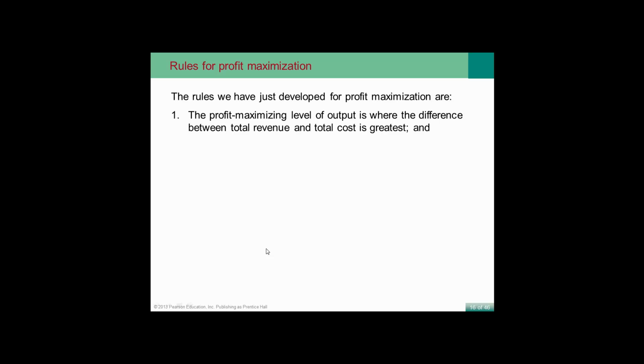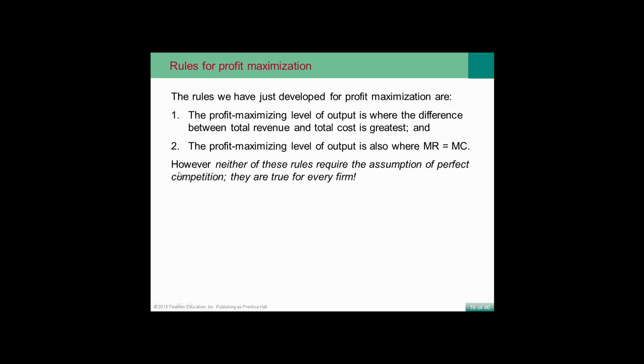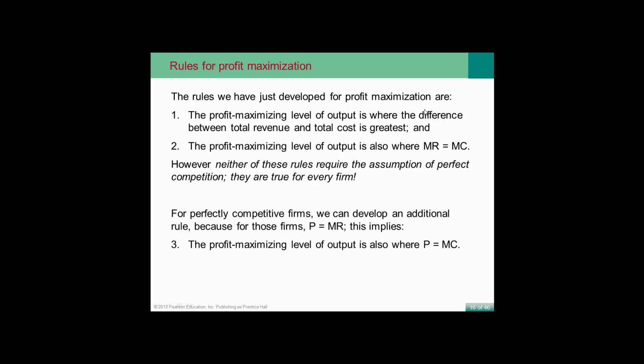The rules that we have just developed for profit maximization are, number 1, the profit maximizing level of output is where the difference between total revenue and total cost is the greatest, and number 2, the profit maximizing level of output is where MR, marginal revenue, equals marginal cost. However, these rules do not require the assumption of perfect competition. They are true for every firm. Neither of these rules requires the assumption of perfect competition.